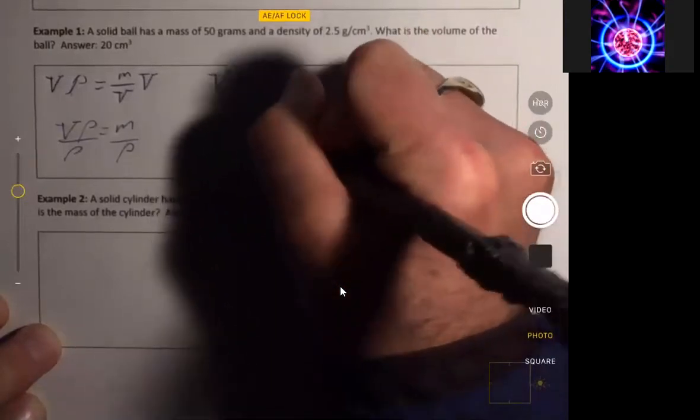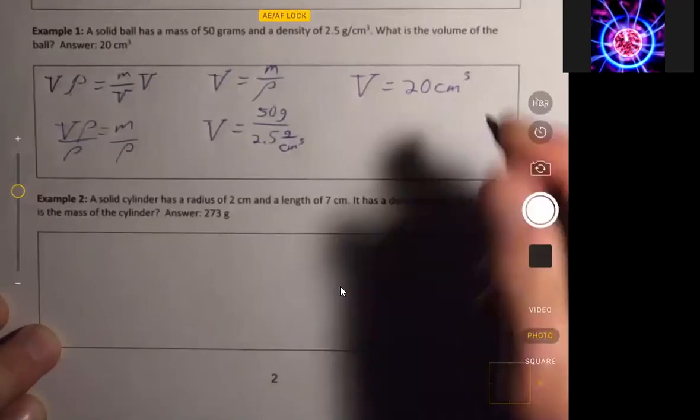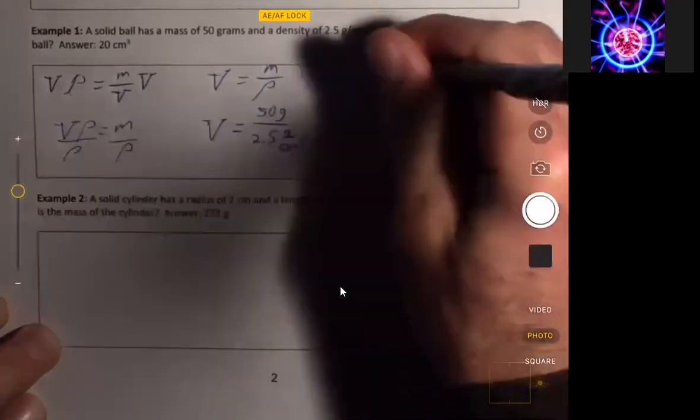So the volume is 50 grams divided by 2.5 grams per cubic centimeter. And that gives you your answer of 20 cubic centimeters.